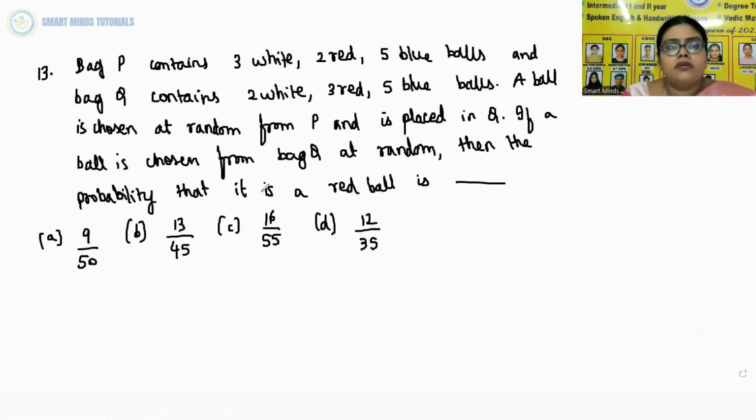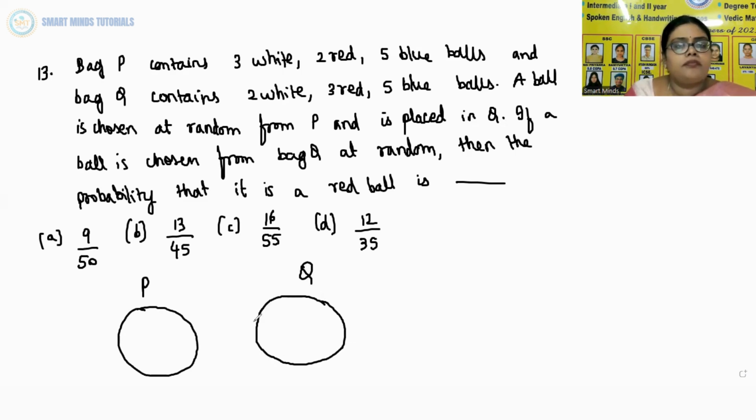Take this question. Bag P contains 3 white, 2 red, 5 blue balls. And bag Q contains 2 white, 3 red and 5 blue balls. So let us understand. There are 2 bags. One bag is P and the other bag is Q. In the bag P, you have 3 white, 2 red and 5 blue balls. In the second bag, you have 2 white, 3 red and 5 blue balls.